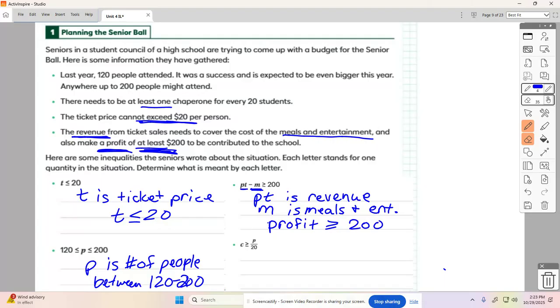Jackson, what do you think C stands for? Let's read back and think of what we haven't covered yet. The chaperone. Good. C is chaperones.